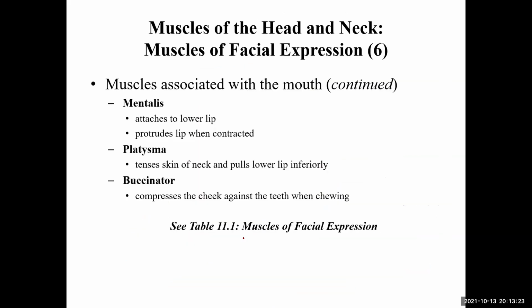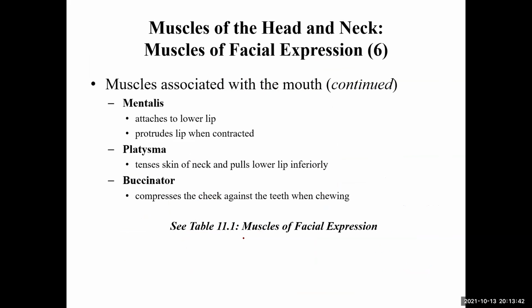All right, a few other muscles here are mentalis, platysma, and the buccinator muscle. All right, mentalis attaches right onto the lower lip. So when you want to give that pouty look to somebody and stick out your bottom lip, that's mentalis. It's going to cause your bottom lip to protrude.